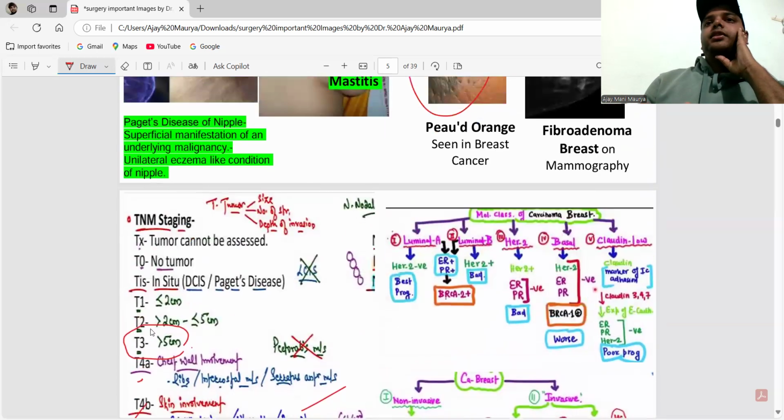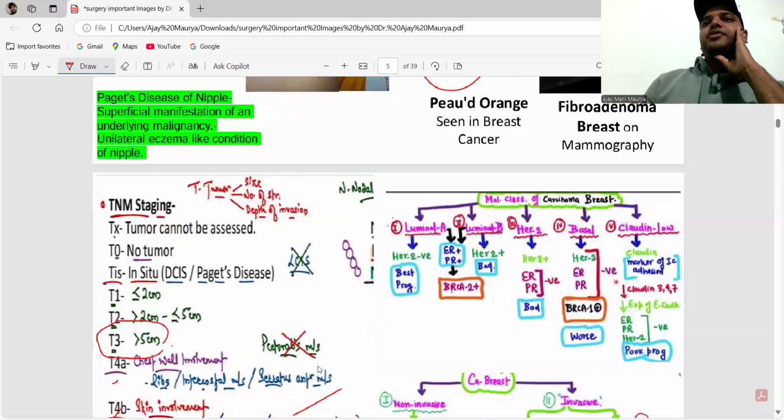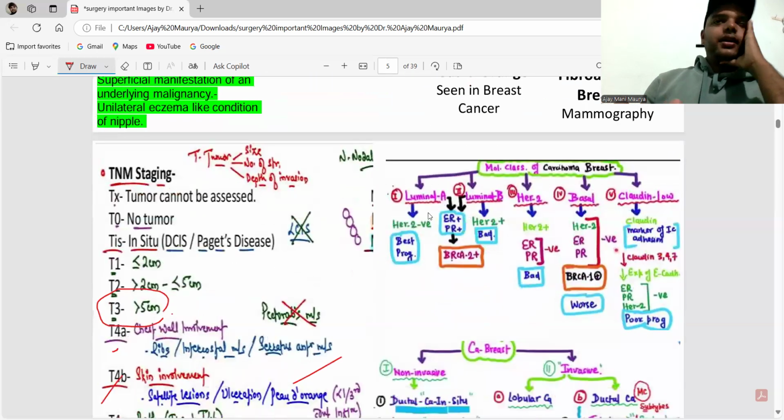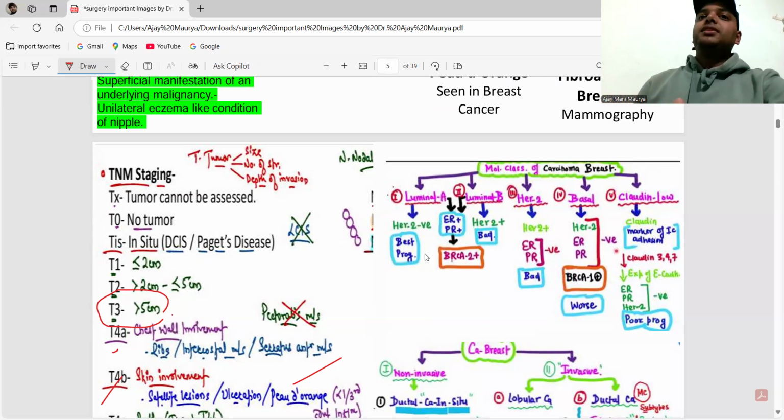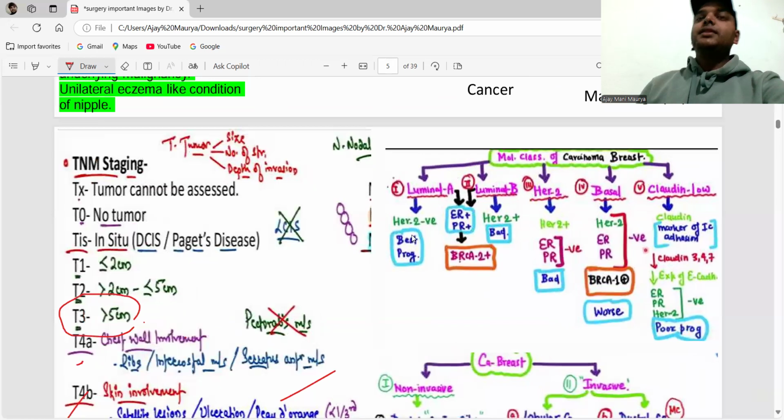And see here, this is the classification of carcinoma of the breast, guys. These are luminal A and luminal B. Luminal A and luminal B mean ER/PR positive. The difference is that in luminal A, HER2 is negative, but luminal B is HER2 positive. That's why HER2 negative is the best prognosis and positive is the bad prognosis.